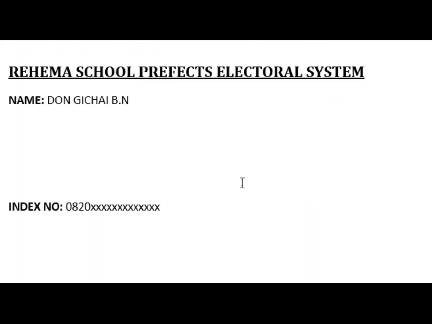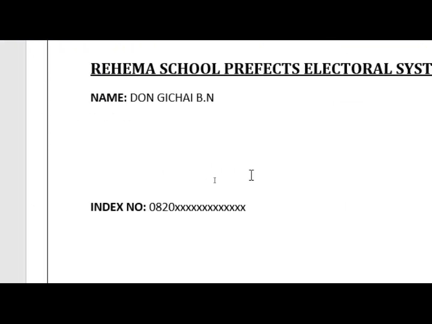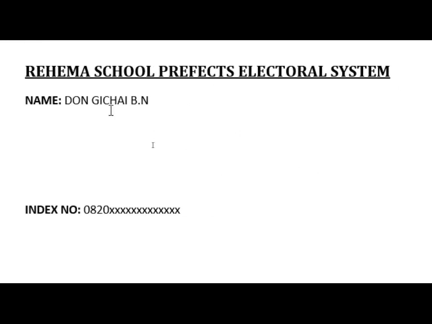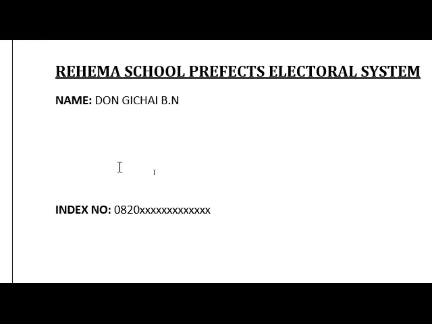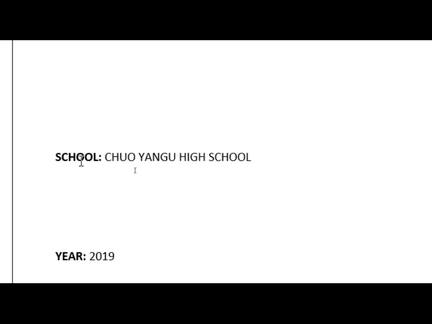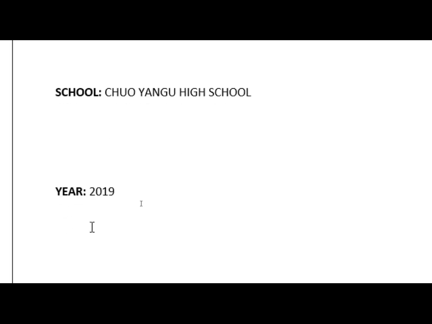This is a previous year's project, 2019. This student has scored everything on the first page. You can see there is the title of the project, name of the student, index number, then school of the student, and then the year. That's the way that page should look.